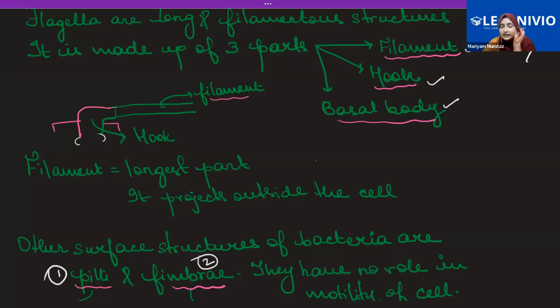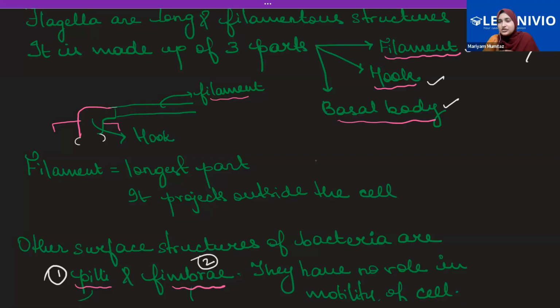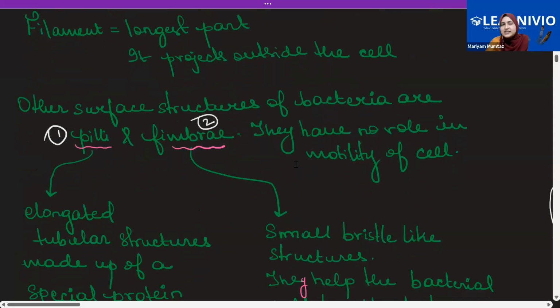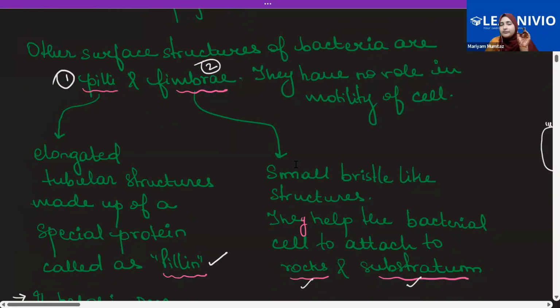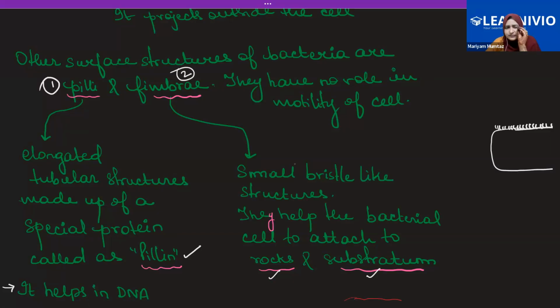Remember that bacteria have certain surface structures, meaning those structures that arise from their surface. Okay, and that helps them to perform a variety of processes. So apart from flagella, there are other surface structures as well, such as villi and fimbriae. Now, when we talk about villi, they are made up of a special protein called pilin protein.